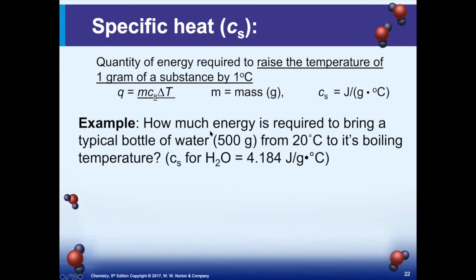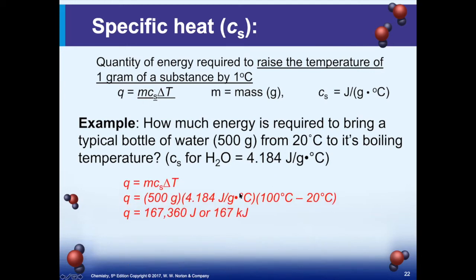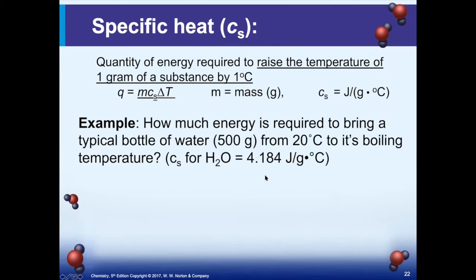Okay, so let's do an example calculation with this equation. How much energy is required to bring a typical bottle of water, 500 grams, from 20 degrees Celsius to its boiling temperature? And we're given the specific heat for water, 4.184 joules per gram degree Celsius. By the way, you'll never need to memorize a specific heat. You might have to calculate it, but if you need it to do the calculation, it will be given to you. Okay, so you know what? I want to do this the old-fashioned way, and then I'll show it to you on the screen.